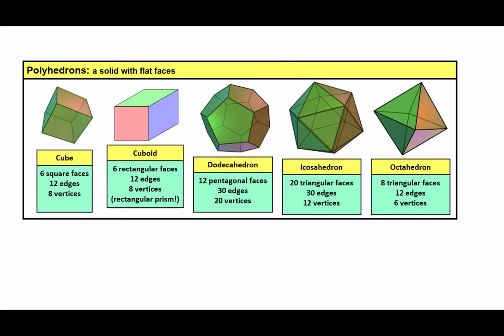So a polyhedron, if you think about 2D shapes, they're called polygons. Poly means many. So polygons are our 2D shapes, that means many angles, and our polyhedrons are our solids with flat faces. So some common polyhedrons are a cube and a cuboid. Then we have a dodecahedron, an icosahedron, and an octahedron.